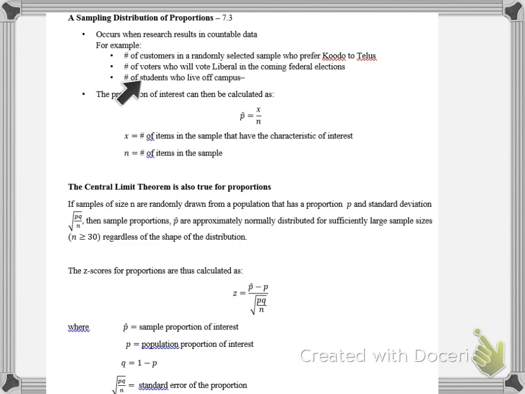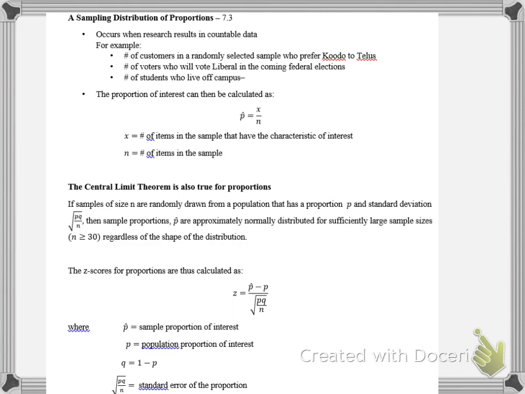Or if you're talking about those who will vote for a particular party, the Liberal Party or the Conservative Party, that proportion is what we're looking at. Or the number of students who live off campus as opposed to those who live on campus. That would be the type of things we're looking at. Data that is countable is what we're thinking about.